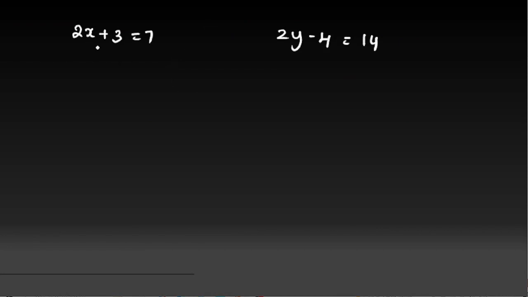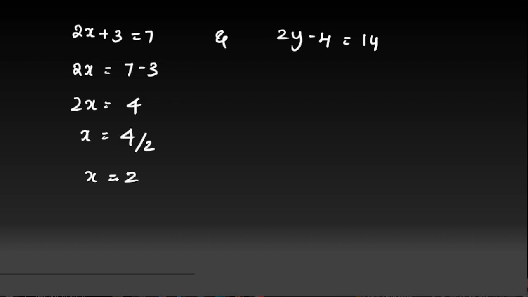Now these are nothing but very simple linear equations in one variable, so you can easily solve that, right? So how will you solve? 2x is equal to 7 minus 3, 2x is equal to 4, x is equal to 4 by 2, x is equal to 2. So you got the value of x.